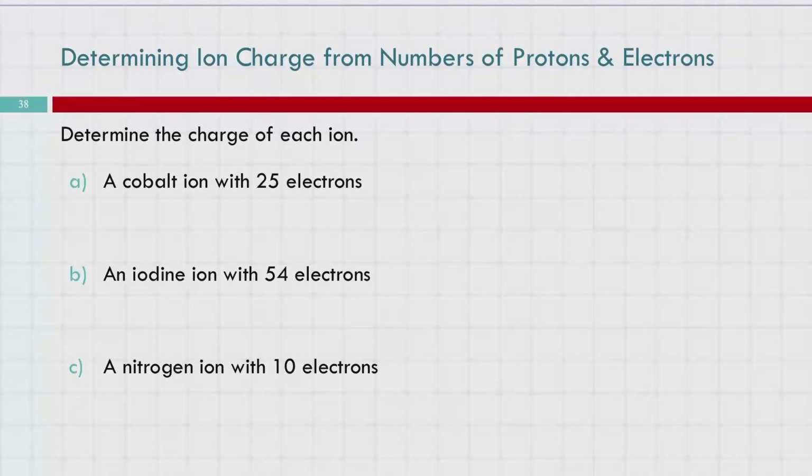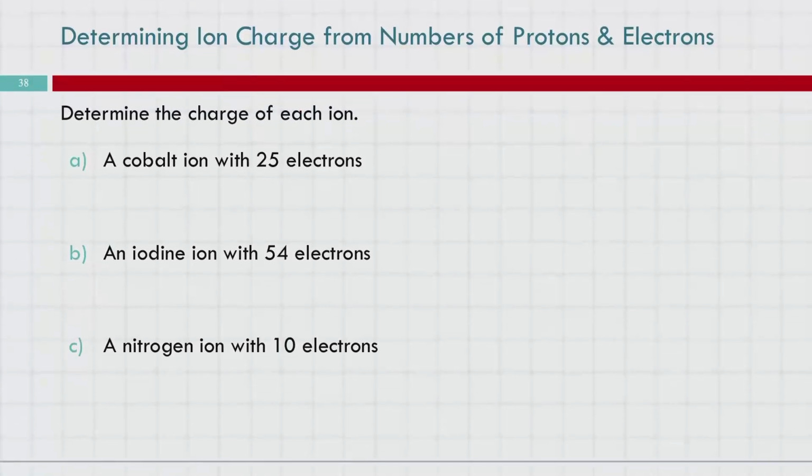We want to determine some ion charges based on numbers of protons and electrons. So we've got different elements. We've got cobalt, iodine, and nitrogen, and different numbers of electrons that we're told that those things have. So for the first one, cobalt, does anyone know the code for cobalt? Cobalt is Co. We can find Co. It's one of our transition metals.